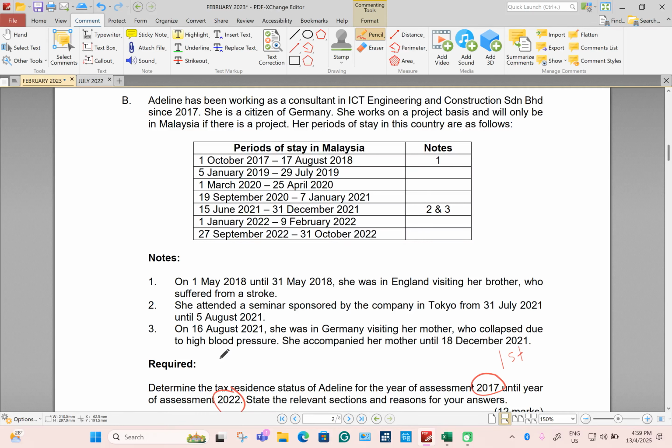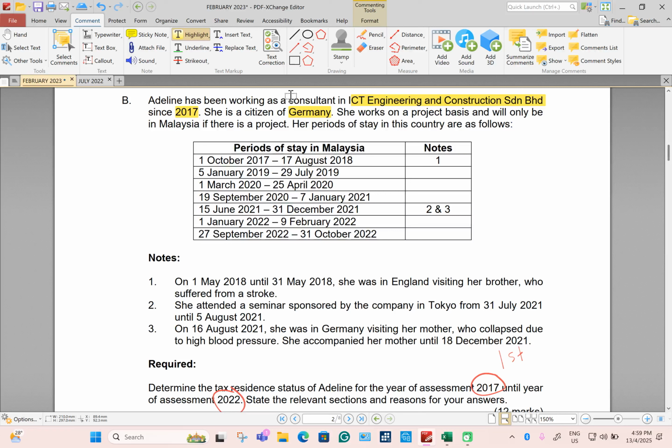Alright, so look at the first paragraph. Who is Adeline? Adeline has been working as a consultant in ICT engineering and constructions Sendirian Berhad. Guys, whenever I see the word Sendirian Berhad, you know that this is a Malaysian company, because our Malaysian company ends with the word either Sendirian Berhad or Berhad. Since 2017.